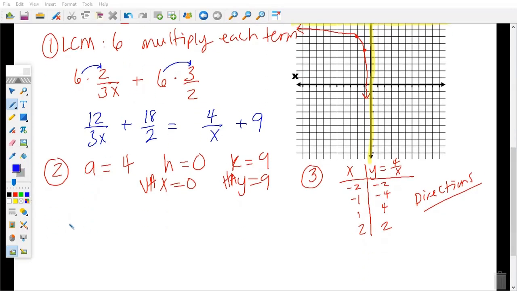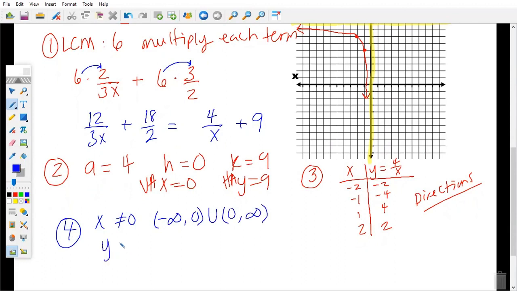Okay. So final. You should be able to tell me the domain. What's the domain? X cannot equal 0. So -infinity to 0, joined with 0 to infinity. What's my range? Y cannot be 9. So from -infinity to 9, union 9 to infinity.